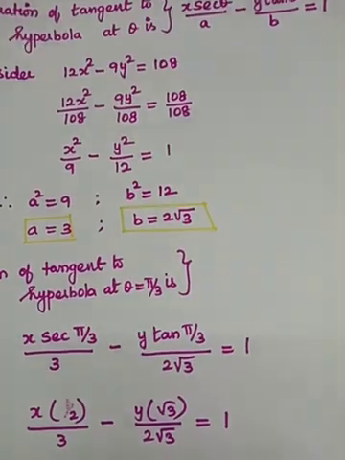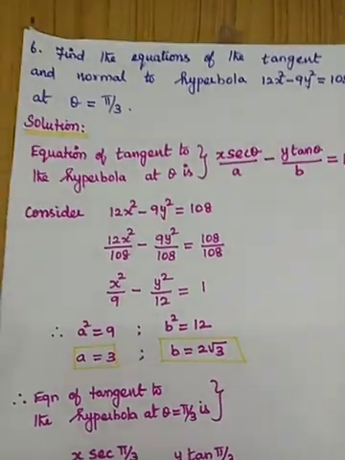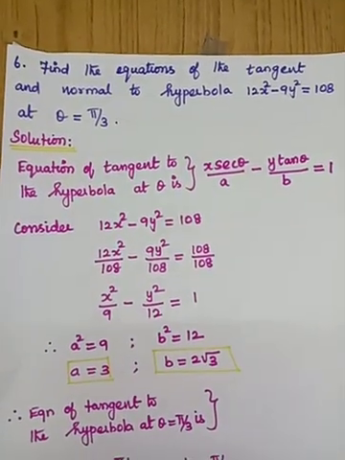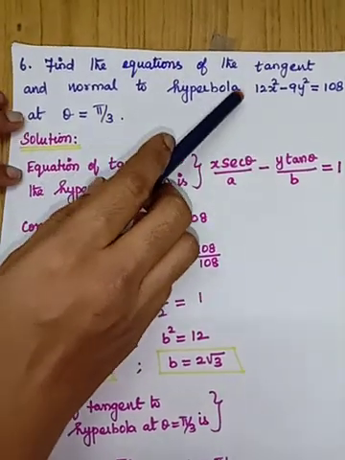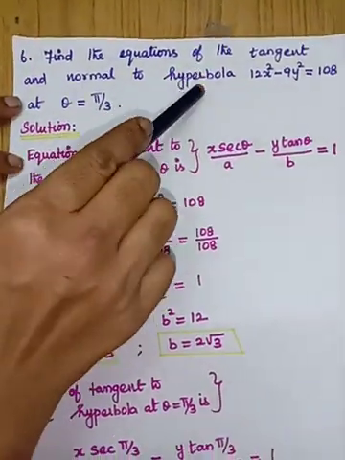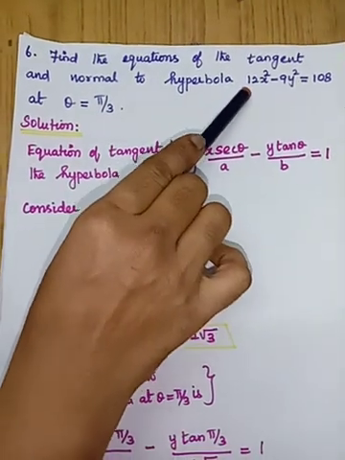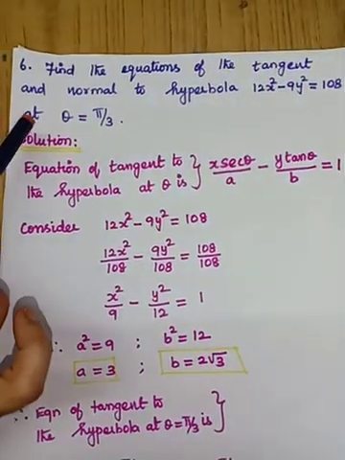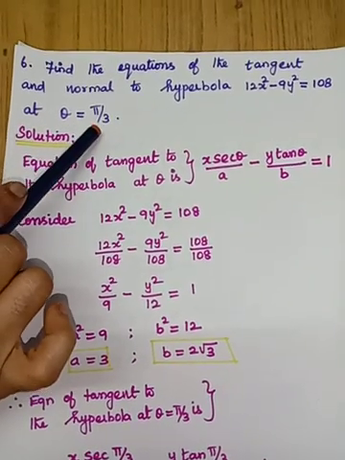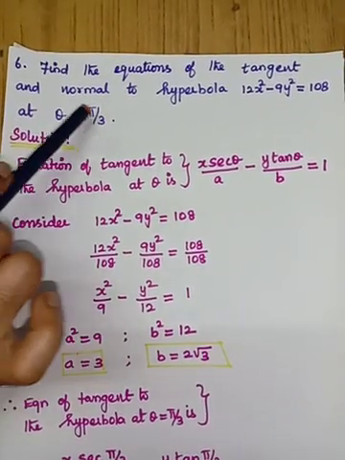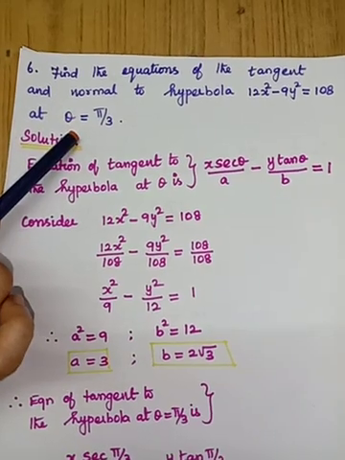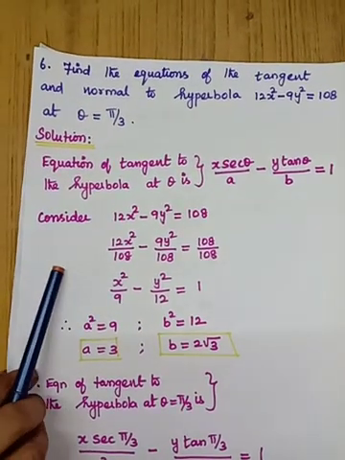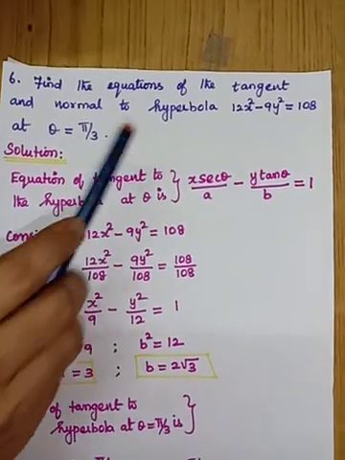Okay, coming to the sixth problem. Find the equations of the tangent and normal to the hyperbola 12x squared minus 9y squared is equal to 108 at theta is equal to pi by 3. So the parameter is given. So you can use the parametric form of the hyperbola.